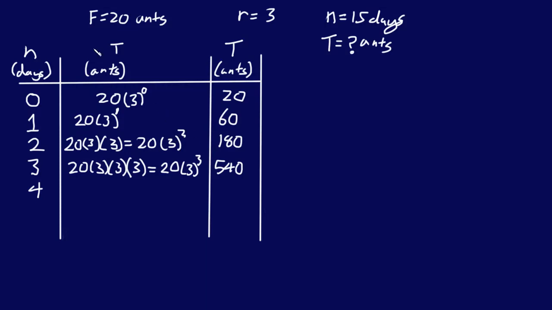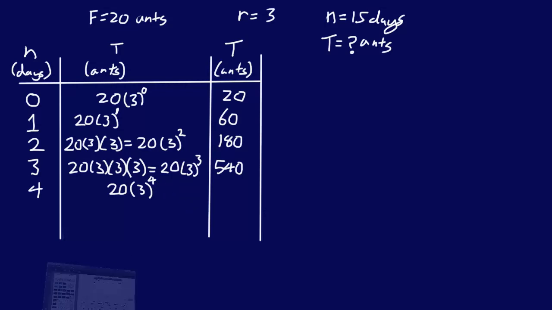Sorry, that looks like a 3 right there. So let's erase that and make sure that's a little more clear. So that is a 2. And so we could write this all out, but it's really not necessary at this point. So we'll know that after 4 days, it's 20 times 3 to the 4th power.